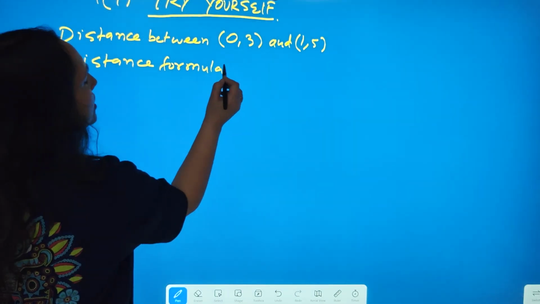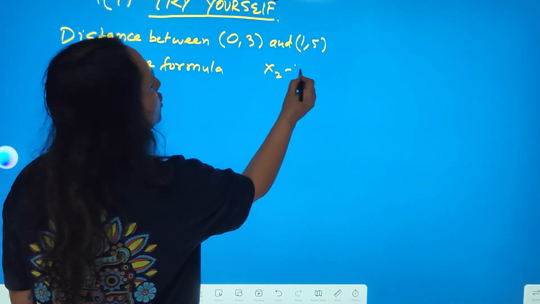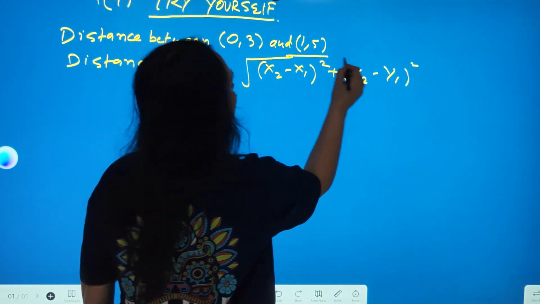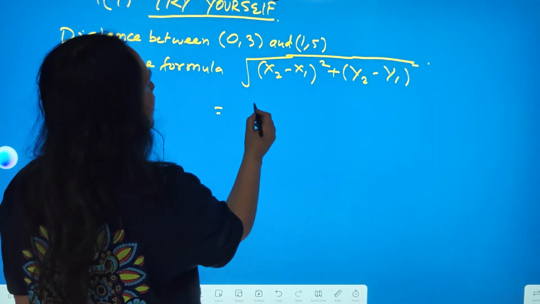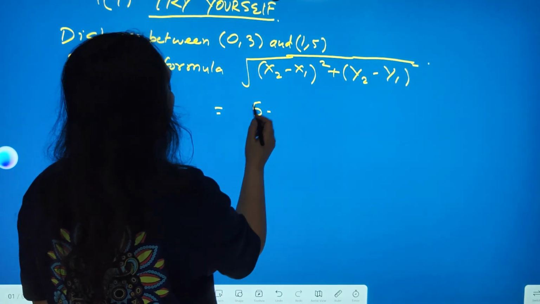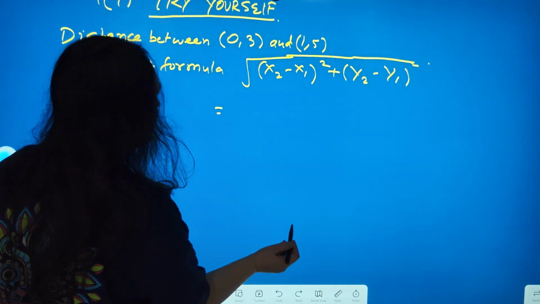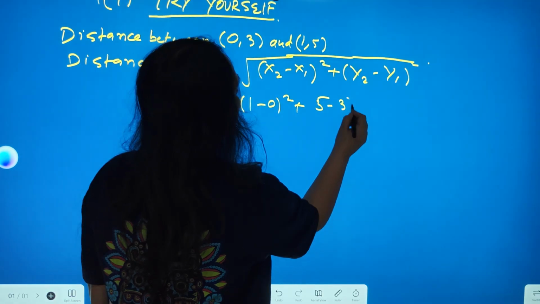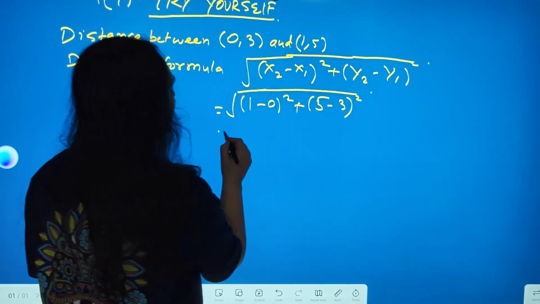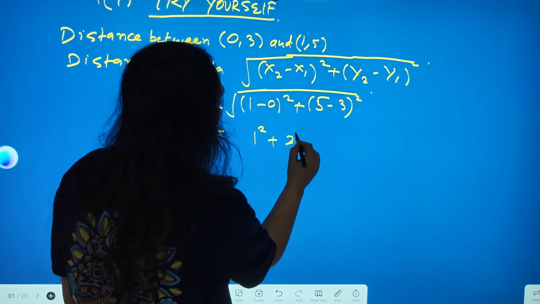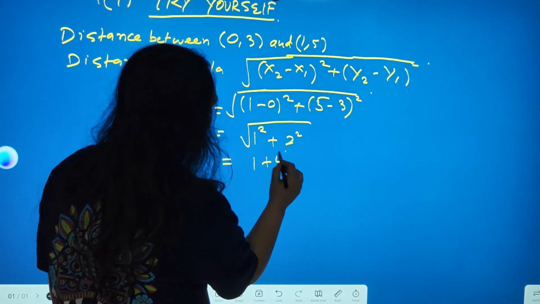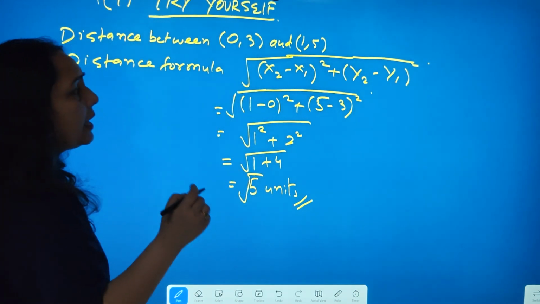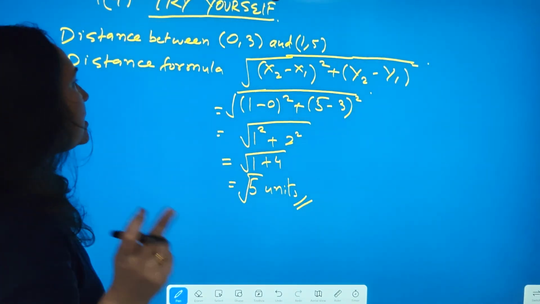What is the distance formula? Just now we discussed it. That is the square root of x2 minus x1 whole square plus y2 minus y1 whole square. Now what is the value of x2 over here? Sorry, that's not 5, it's 1. So x2 is 1 minus 0 whole square, and y2 is 5 minus 3 whole square, and square root of it. This is equal to 1 square plus 2 square, and square root of it, that is 1 plus 4, which is equal to root 5 units. And keep in mind that the distance is always positive.